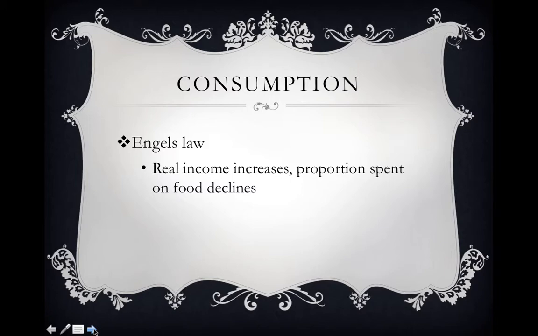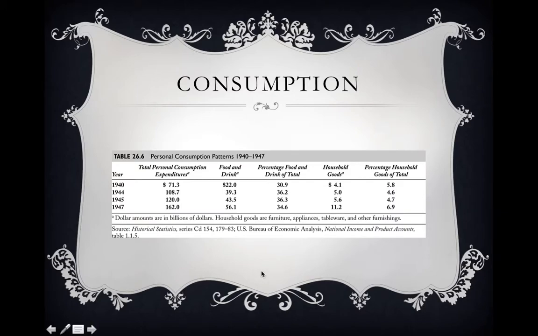Engel's law: just realize that as real income increases, the proportion spent on food declines. So as people's incomes increase, they don't buy, for example, if your income doubles, you don't spend twice as much on food. You consume other items at a higher rate. All right. So this just illustrates what we were talking about with Engel's law.